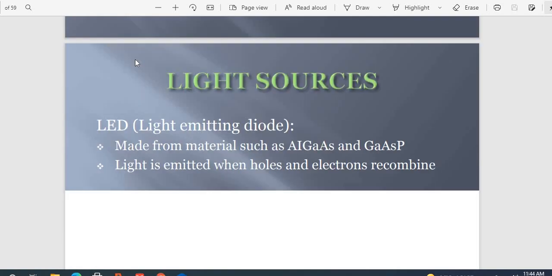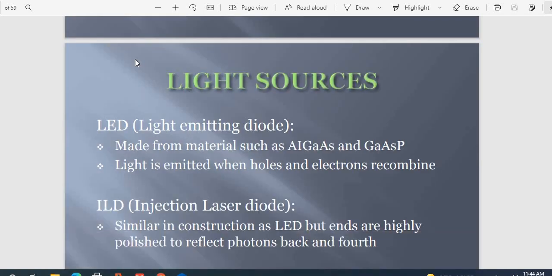So now we are going to see the light source, right? Light source is the first thing. How do we get the light source for our optical fiber? We are considering first the LED, light emitting diode. So what is a light emitting diode?